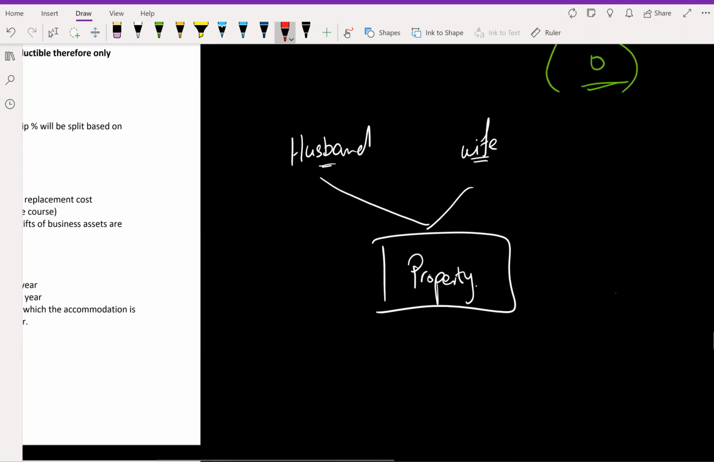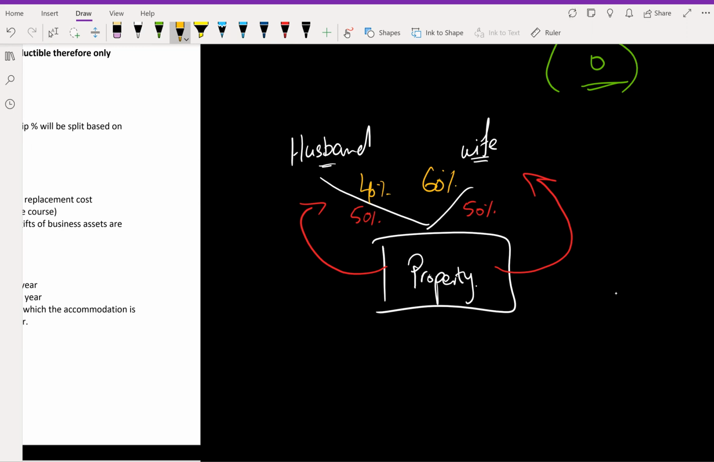Right now, it does not depend on what your income is, I would say. We'll consider that whatever the income is does not matter. So default ownership is 50-50. That means if you plan to rent out this property and earn income from it, 50%, 50%, right? If you elect for actual ownership, this can change. Let's say the wife has 60% ownership and the husband has 40% ownership. This can change.